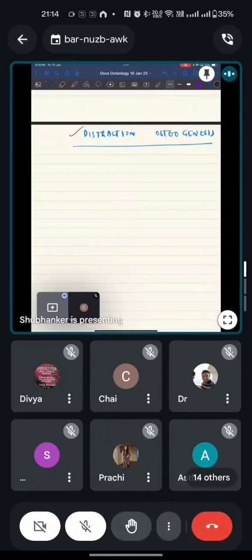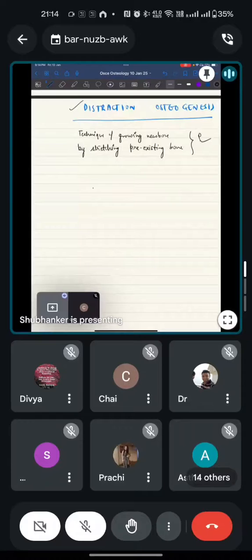So what is distraction osteogenesis? This is basically a technique of growing new bone by stretching the pre-existing bone. This is a 1 mark question: what is distraction osteogenesis and how do we go about it? First of all you will cut it. So cutting is osteotomy. Then there will be something called the latency period.